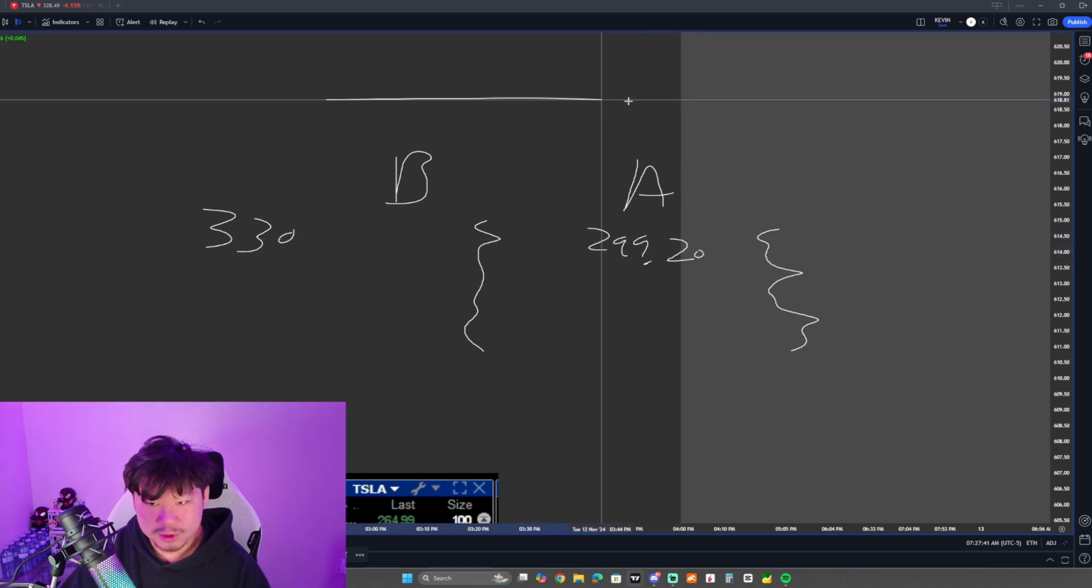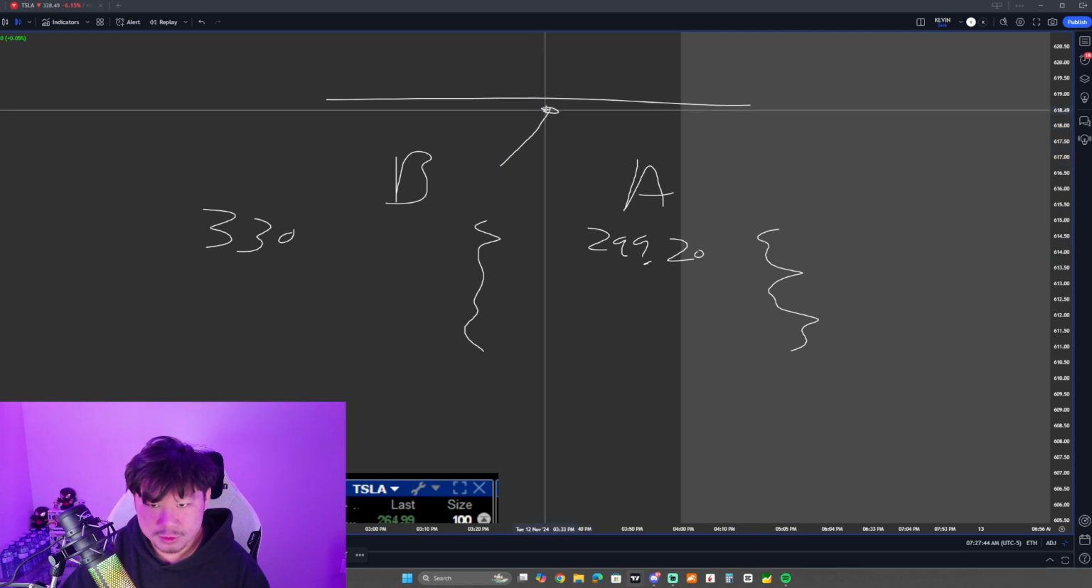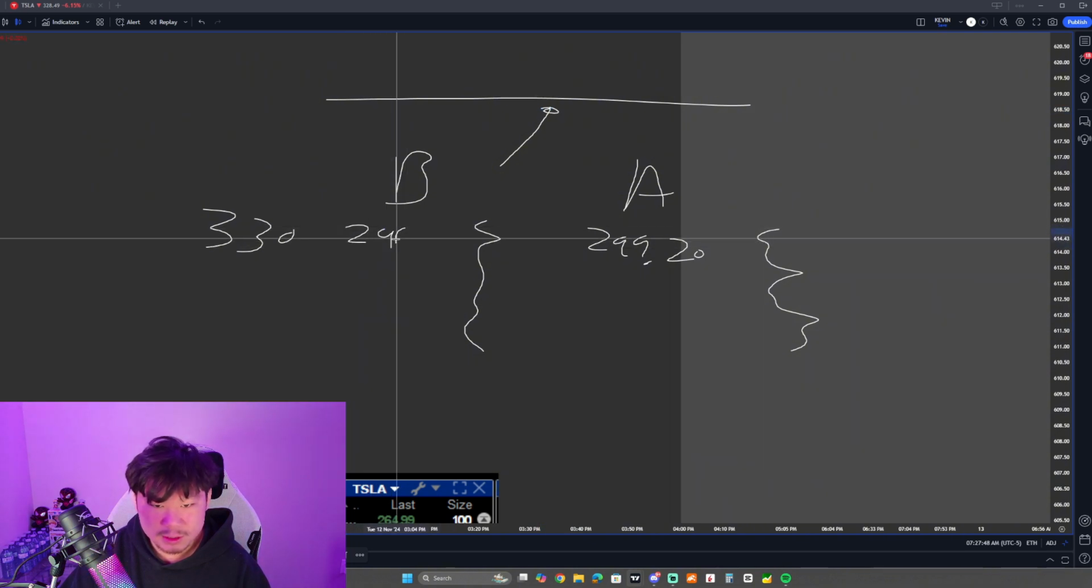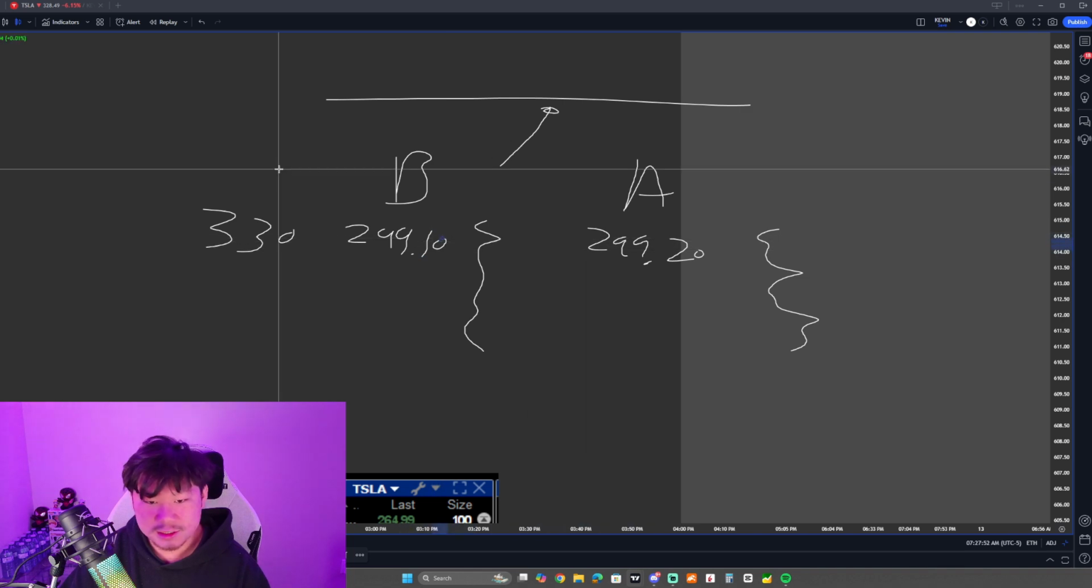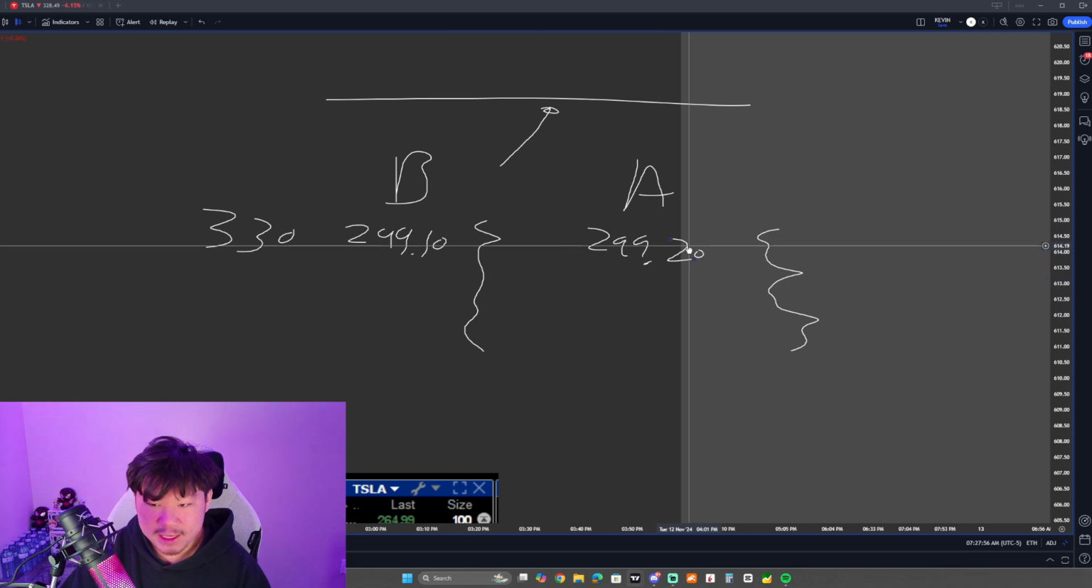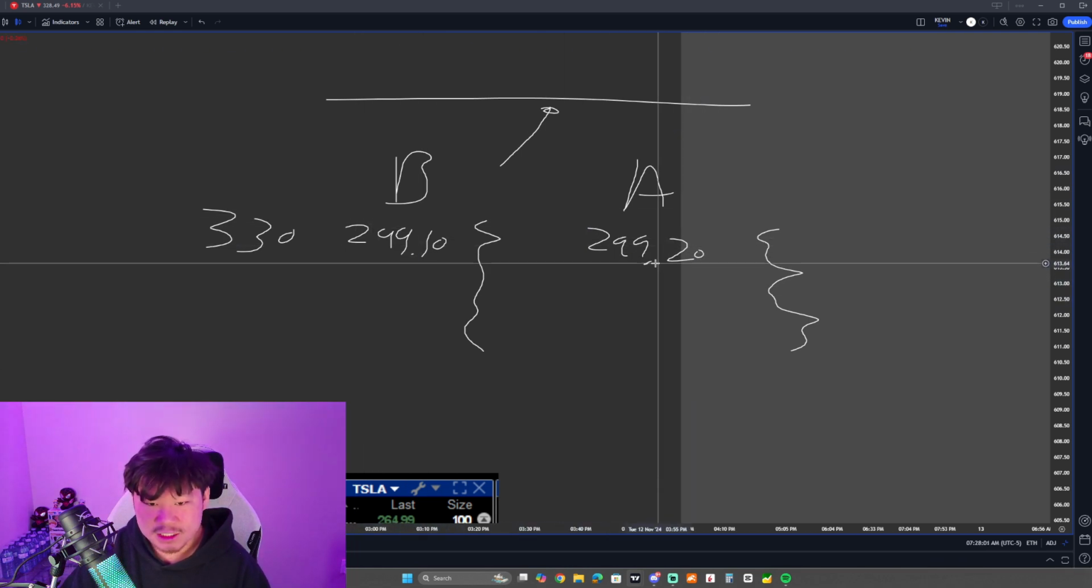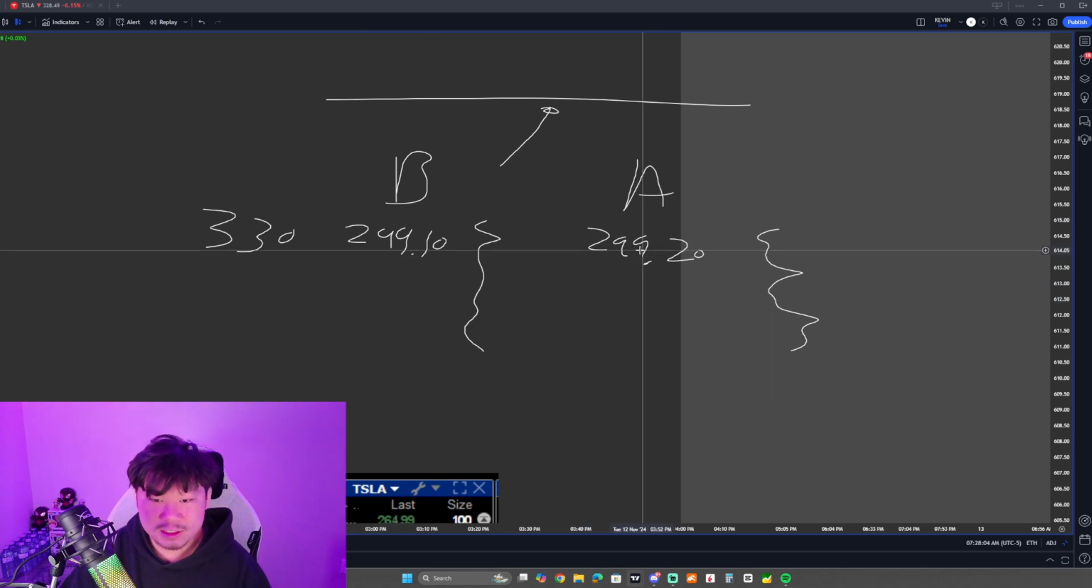All right, and 330 is this area, and this is 299.20. Right? So the bid is probably going to be offering something like 10 cents, 299.10 to 299.20. So in order for the ask side to get actually executed, the bid needs to match the ask price, right? And this goes hand in hand with identifying momentum.